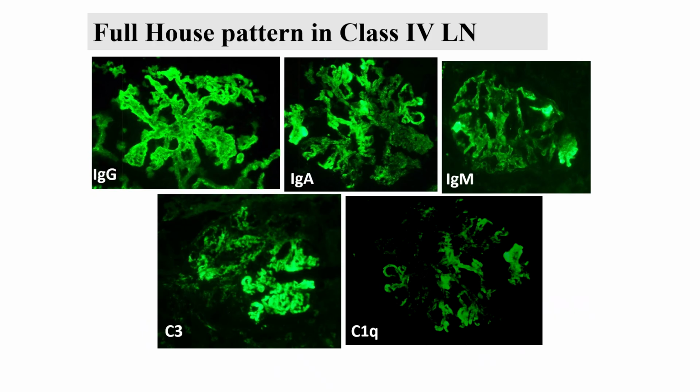So we see the full house pattern in class 4 lupus nephritis. That is, all major antibodies and complement show immunoreactivity. We can see IgG, IgA, IgM, C3 complement, C1q. They show the immunofluorescence.